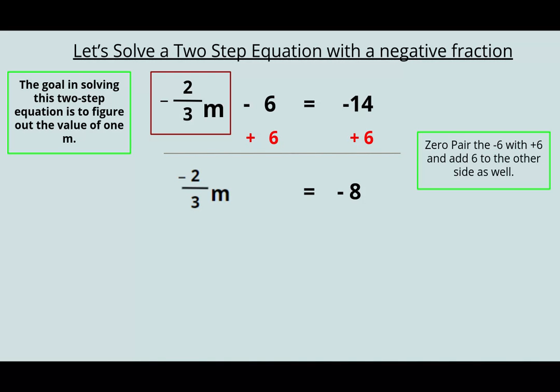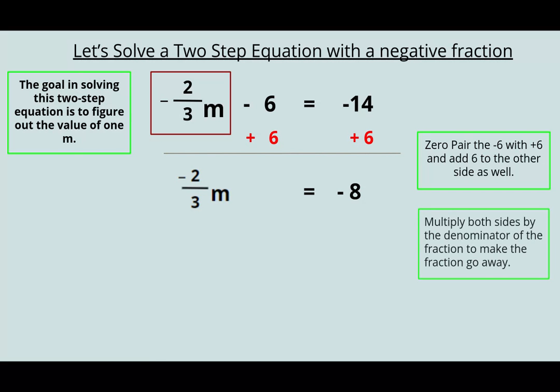This is where you've got to be sharp on your integer rules, because negative 14 plus 6 is negative 8. Okay? I told you, you've got to be sharp on integer rules. So now we need to multiply both sides by the denominator of the fraction to make the fraction go away. So what is the denominator of that fraction? Well, it has a denominator of 3. So I'm going to do 3 over 1, because that is what 3 is equal to. And I'm going to do the same thing on the other side of the equation.